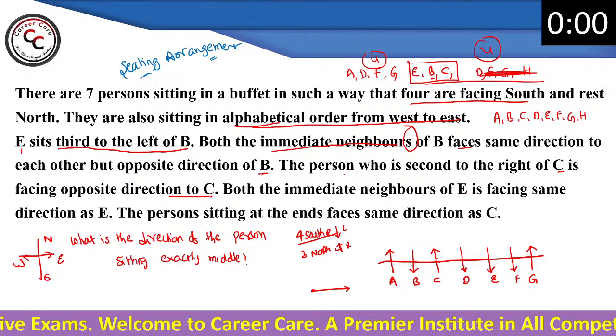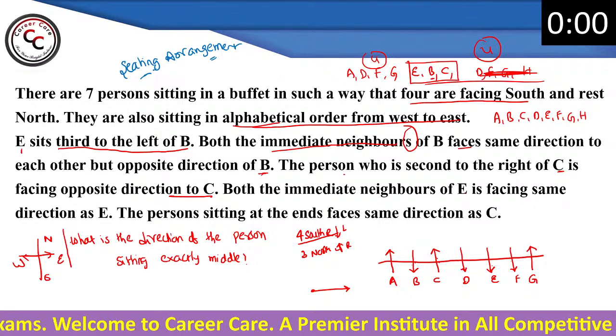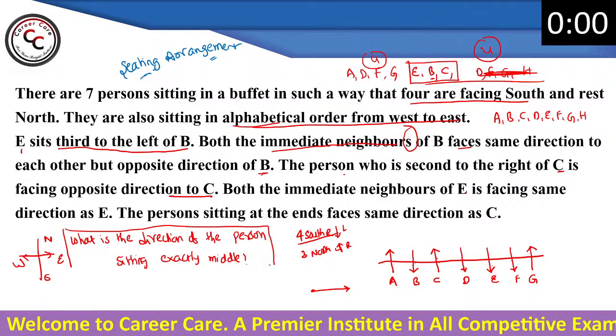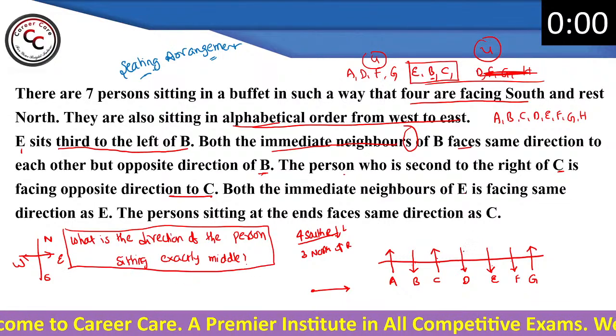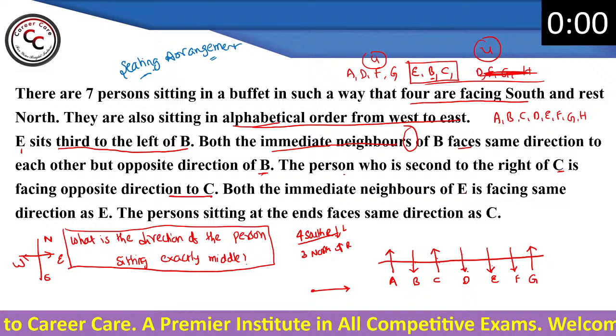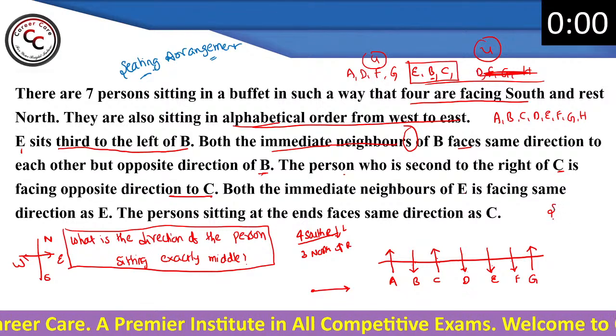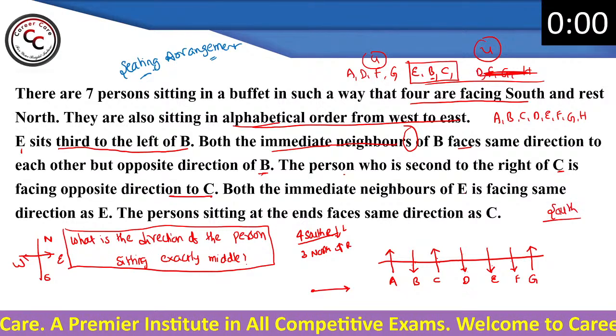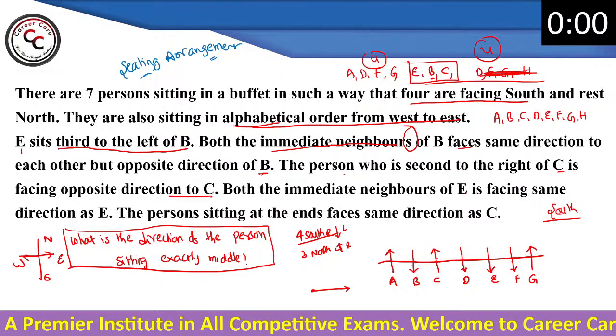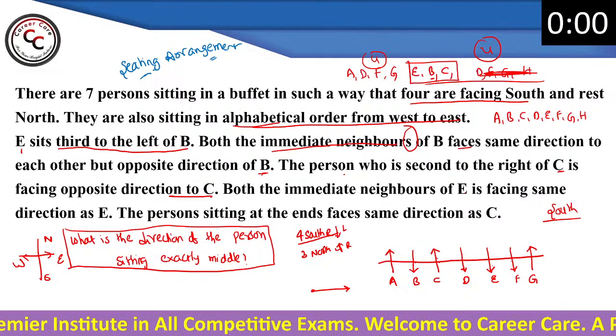So what is the question I have asked? What is the direction of the person sitting exactly in the middle? So who is exactly in the middle? D is exactly in the middle. And what is the direction of D? Simply you can say south direction. As simple as that. So I hope this particular question is clear.